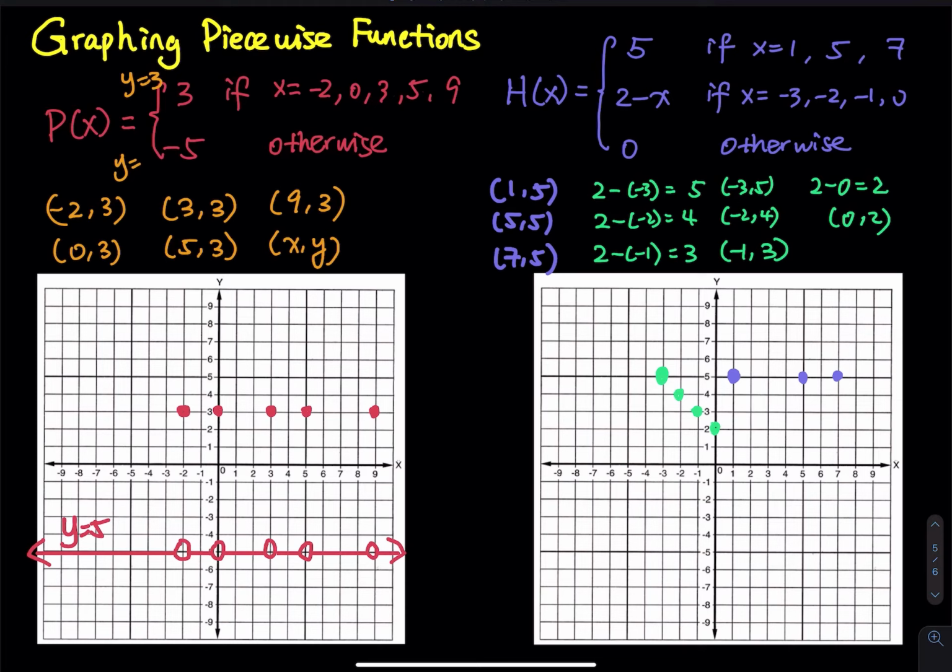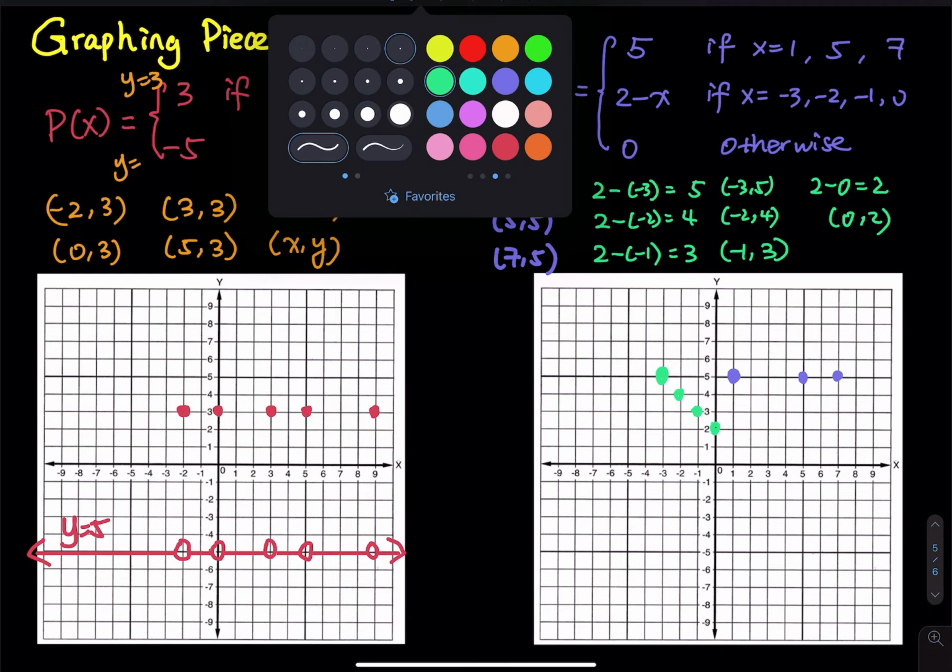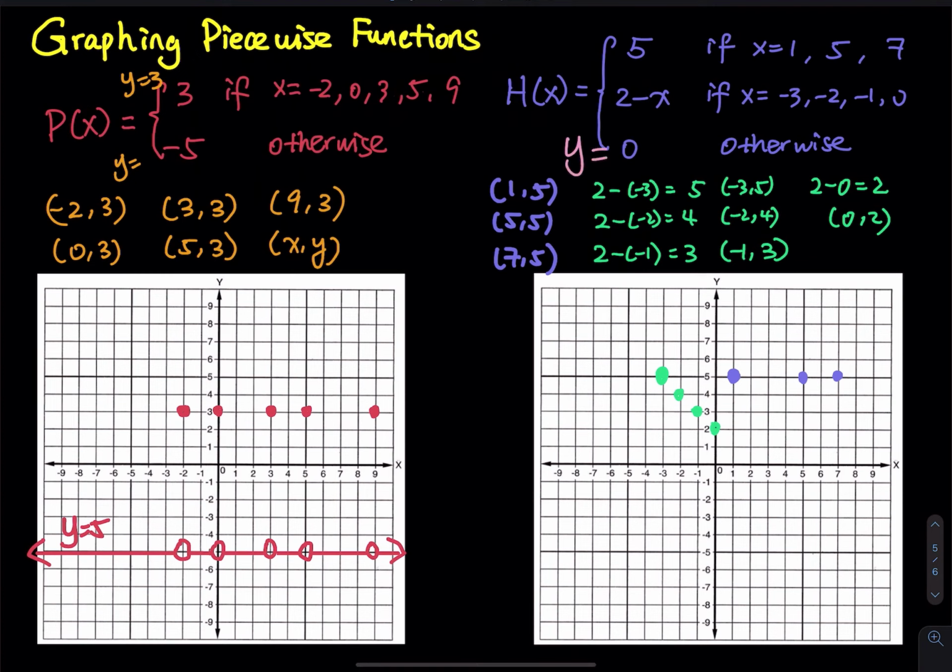And then what about the last one? The last one is h of x equals 0. So that means y equals 0. So let's draw a description in there. That means y equals 0. And then otherwise, you might say, okay, y equals 0 is very easy. So it's a horizontal line right there.